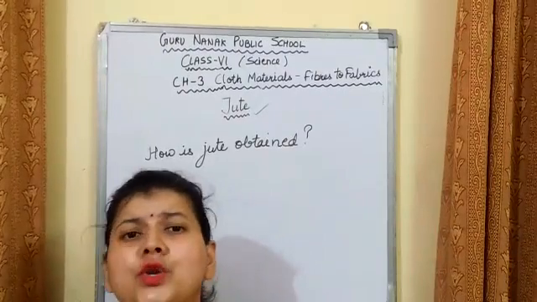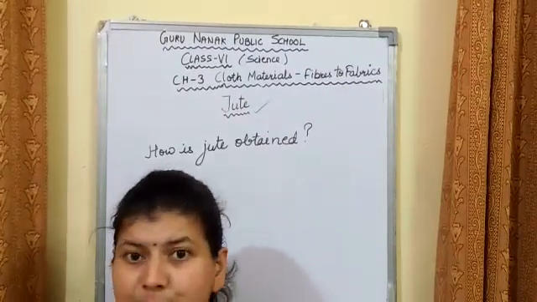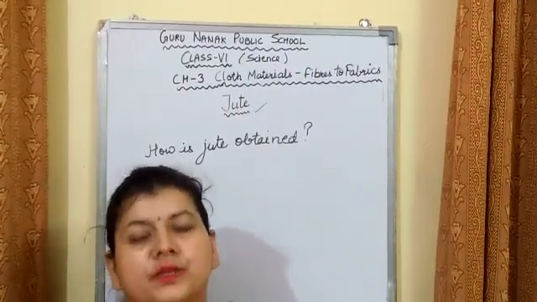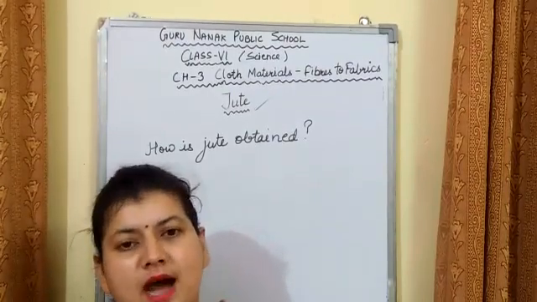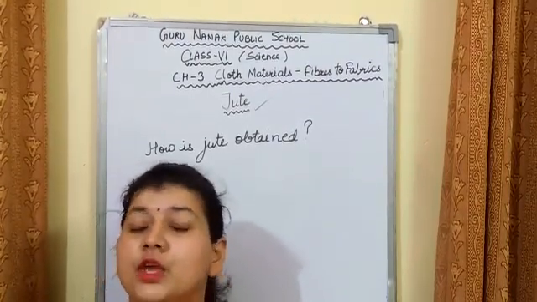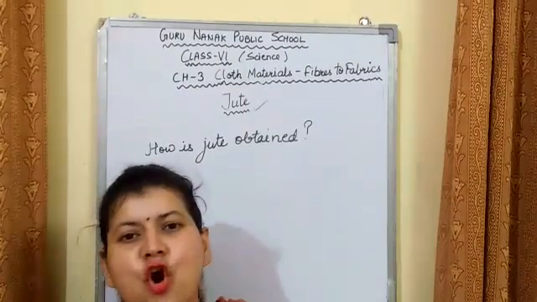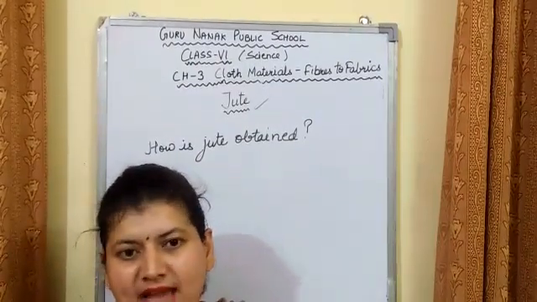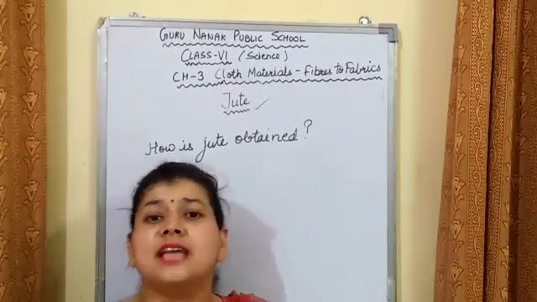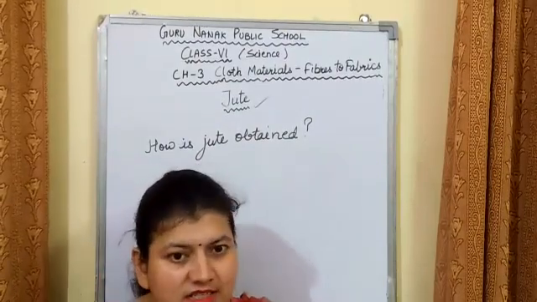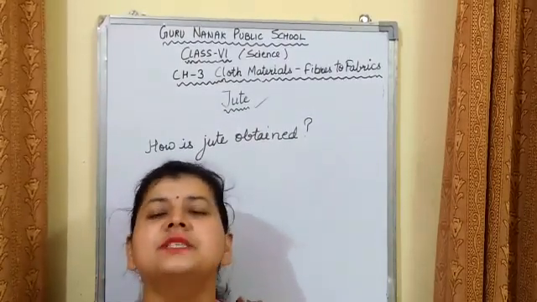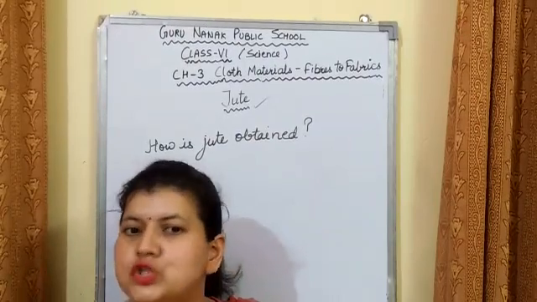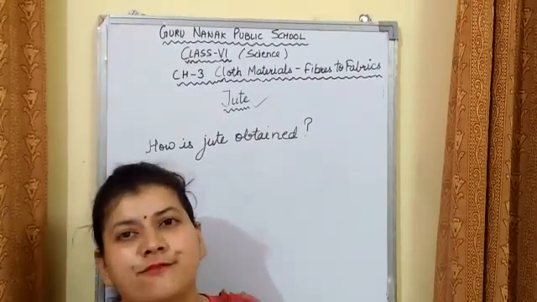Now, as you all know, jute is a natural fiber that is obtained from the stem of the jute plant. Jute is used for making ropes, mats, strong packing material like gunny bags, carpets, jute bags and decorative articles. It is one of the cheapest natural fibers. It is also known as the golden fiber.